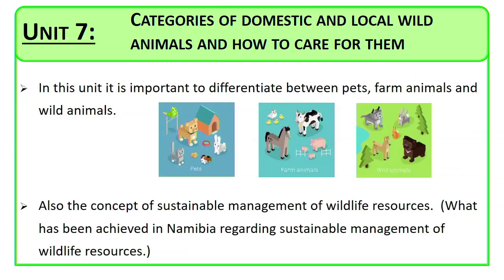Unit 7. Categories of domestic and local wild animals and how to care for them. In this unit, it is important to differentiate between pets, farm animals, and wild animals. Also, the concept of sustainable management of wildlife resources. What has been achieved in Namibia regarding sustainable management of wildlife resources.